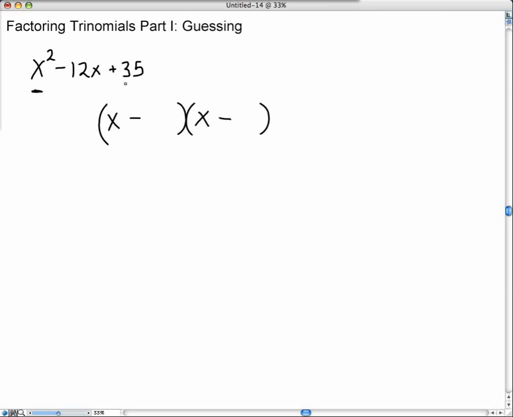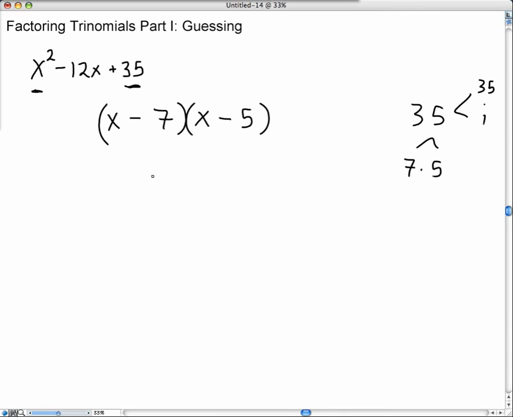Great. Now let's find the other numbers. We take the constant, which is 35. We think of two numbers that will give me 35. Well, that's 7 times 5. And also 35 times 1. One of these sets will give me the correct combination. Well, we'll take 7 and 5.